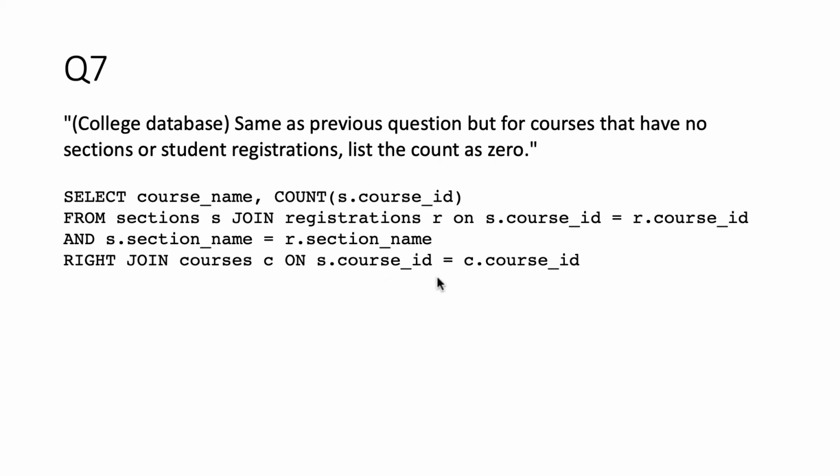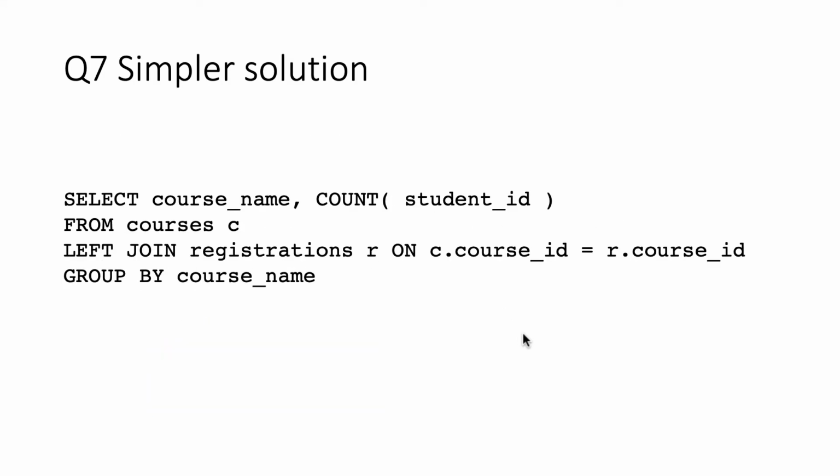So we want to join that, and then we are doing count of s.course ID. Or I could have said, yeah, s.course ID, that's the important thing to join on, because a course that has sections but no registrations, would actually, I should have said r.course ID, right? Because the course will definitely not have registrations even if it has sections. So I should have said r.course ID, then group by course name.